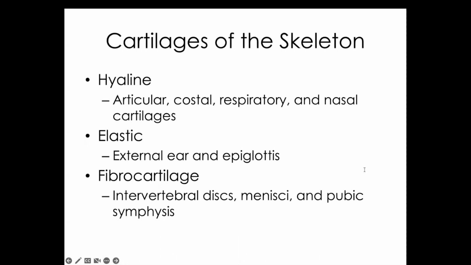So then the three types of cartilage that we're going to see in the skeleton: we have hyaline cartilage, which is going to be your articular surfaces, so where you have joints, your costal cartilage, which is where your ribs attach to your sternum, respiratory cartilage in your respiratory system, so your throat, and then your nasal cartilage, so your nose. And then we have elastic cartilage, which is going to be in your ear and your epiglottis, which is another structure in the throat. We'll worry about that later on. And then lastly, we have fibrocartilage, which is going to be in between your intervertebral discs, your meniscus in the knee, and the pubic symphysis, which is a joint in the middle of your hip.